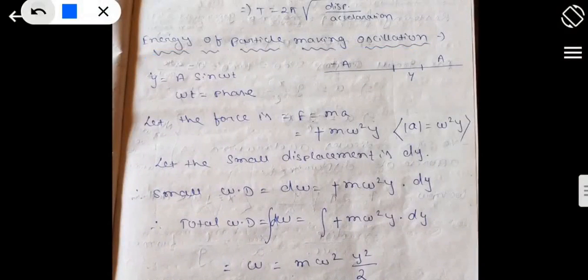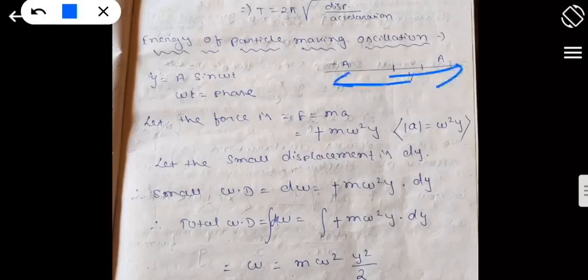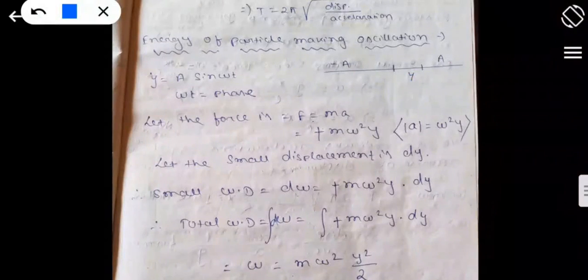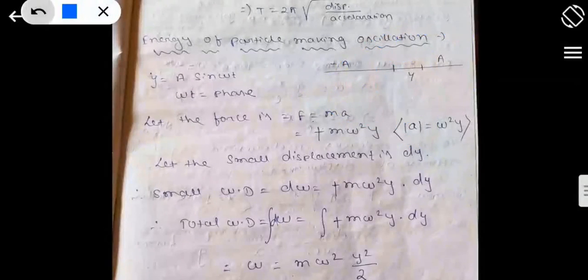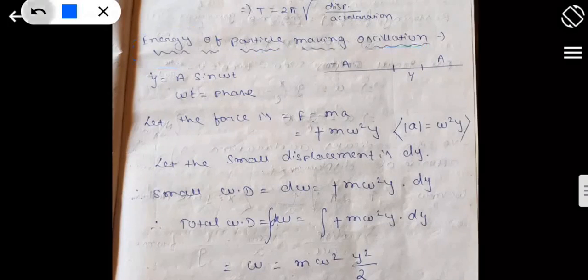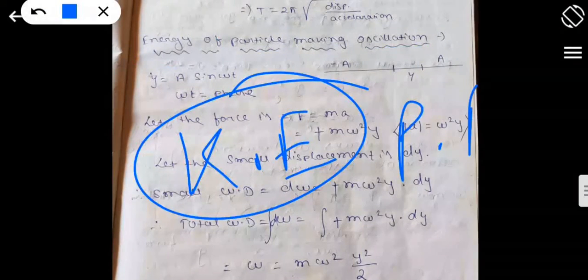Clearly, how will I find it? As it is making a to and fro motion, obviously we have to take the modulus of it for a complete oscillation. So for the modulus of acceleration, we are not taking the negative sign, we are taking simply omega square y. Now, if the particle is making an oscillatory motion, then what are the energies involved? We know it clearly. One energy is kinetic energy, another is potential energy, right? So we have to derive it clearly.